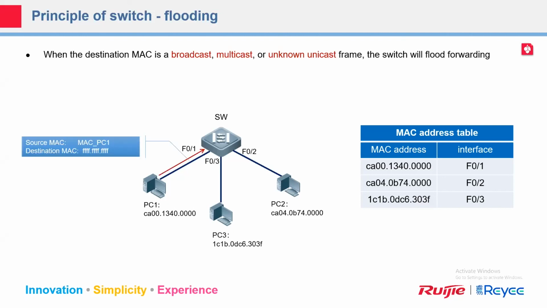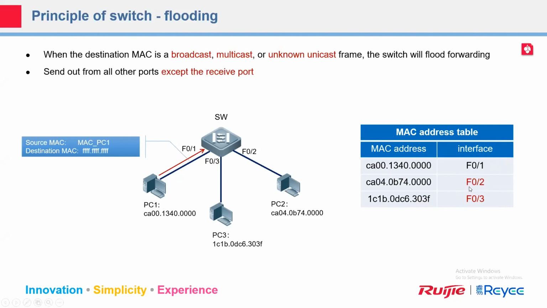Like this action, I will receive from port 1 the broadcast packets and match to the MAC address table. We will find two interfaces, right? Then we will send out the packets from all other ports, but pay attention, except the receiving port, because this is used to avoid the loop. So this is a flood. All the computers will receive this information.